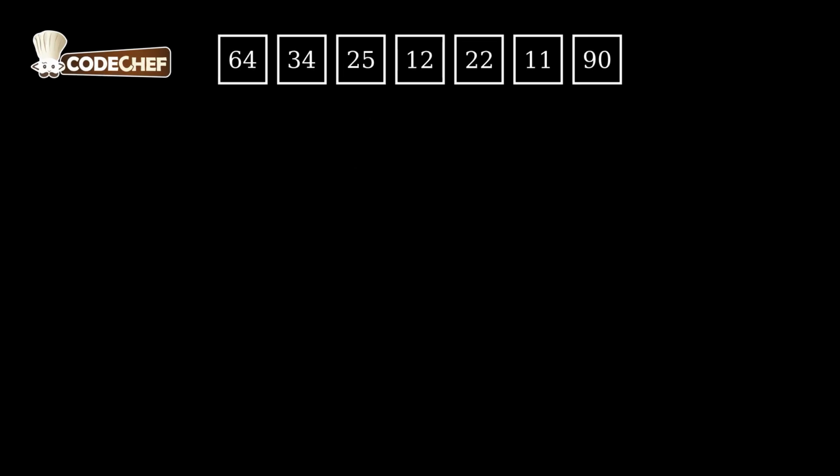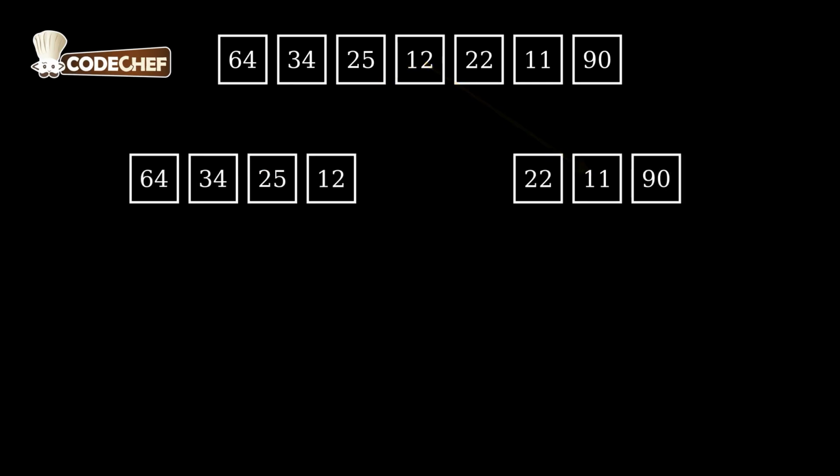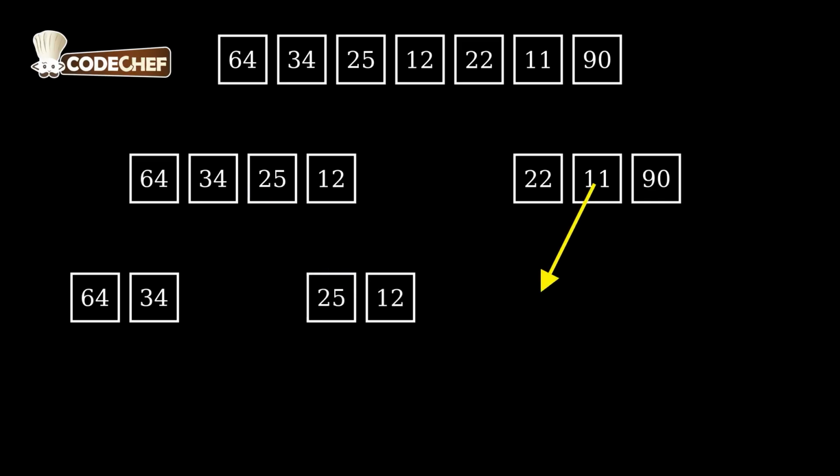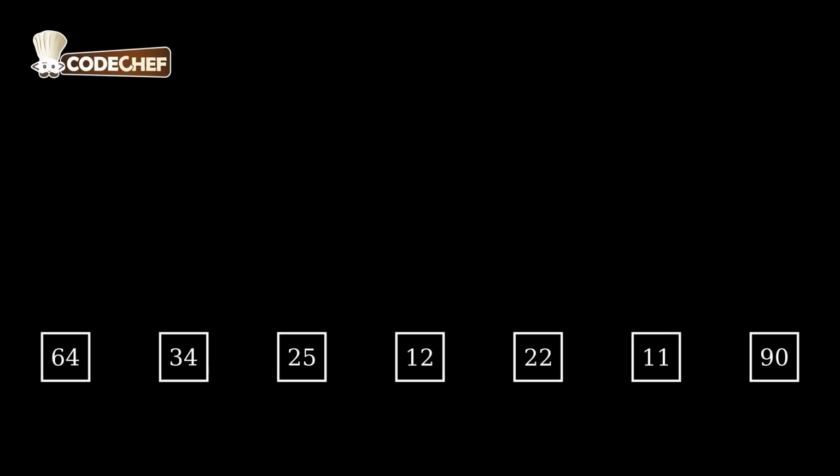Let's see how merge sort works in action. Consider this unsorted array: 64, 34, 25, 12, 22, 11, 90. First, we divide the array into 2 halves: 64, 34, 25, 12, and 22, 11, 90. We continue dividing until each element is in its own subarray. Now each element is a separate array, and we are ready to start merging.